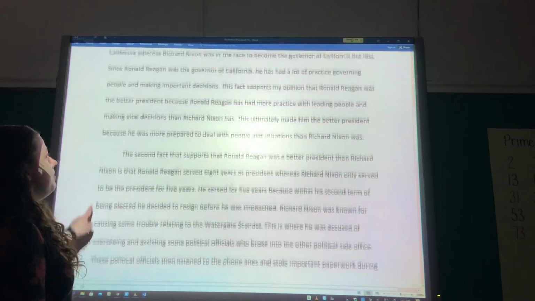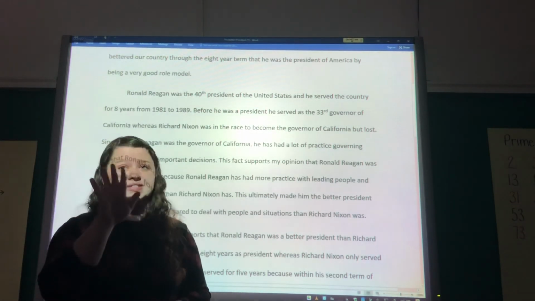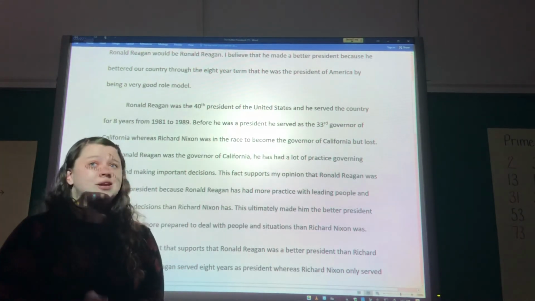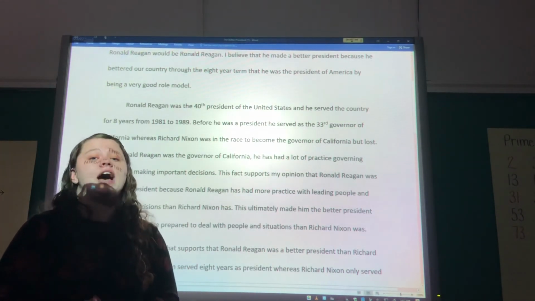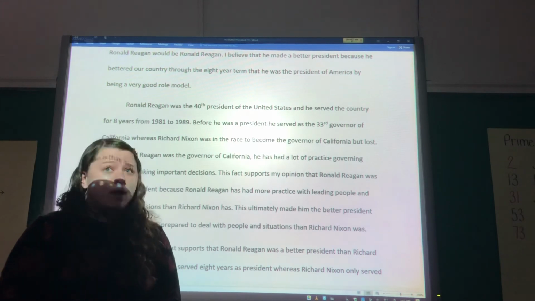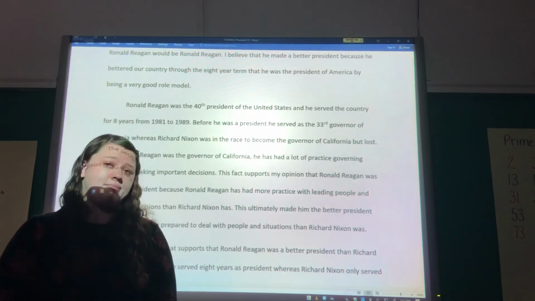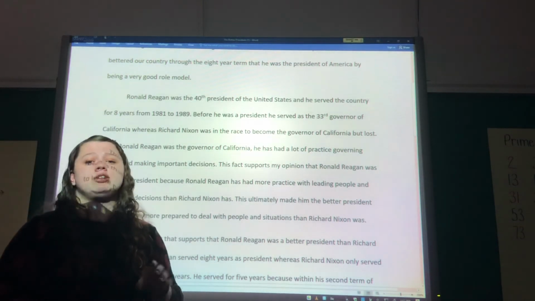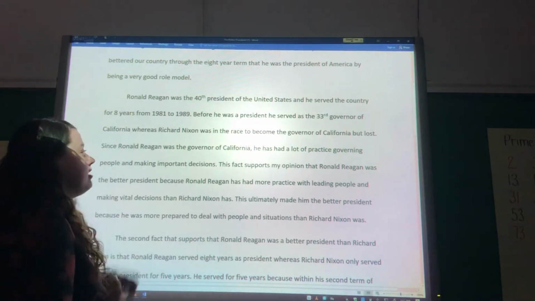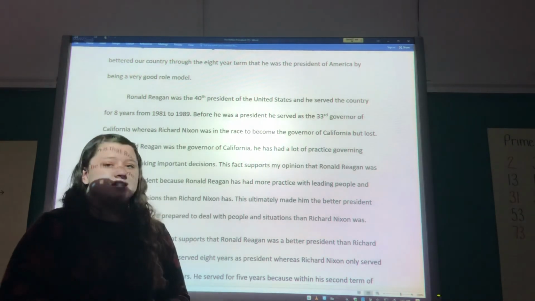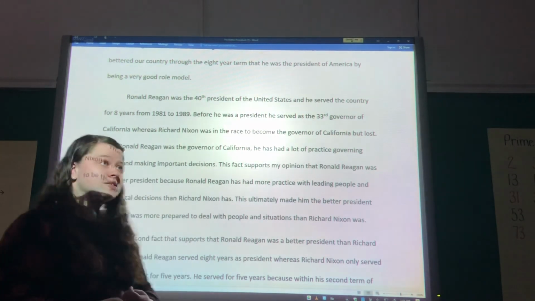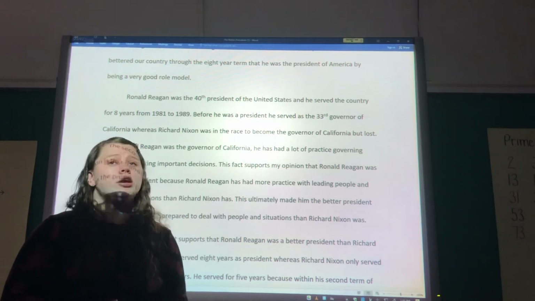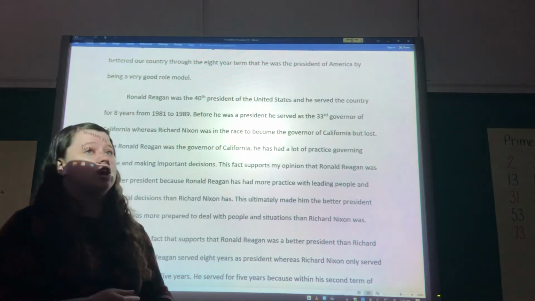For your body paragraphs, you need to have at least 5 sentences. If you want to write more than 5, you can definitely do that, but you have to have 5 for the first body paragraph and 5 for your second body paragraph. So make sure that you have that. You want to have correct capitalization and punctuation. When you have names of presidents, make sure you're capitalizing those names, the first and last. When you have places, make sure that you're capitalizing those. You know all your proper nouns. Make sure you're going back and checking that.